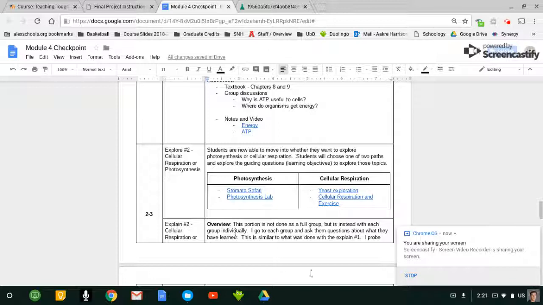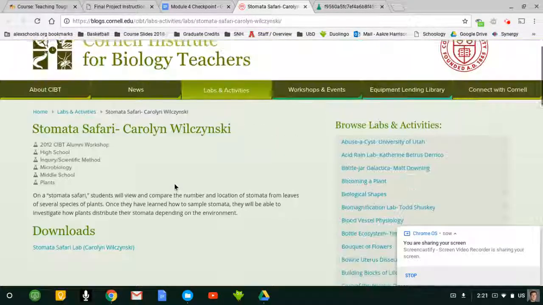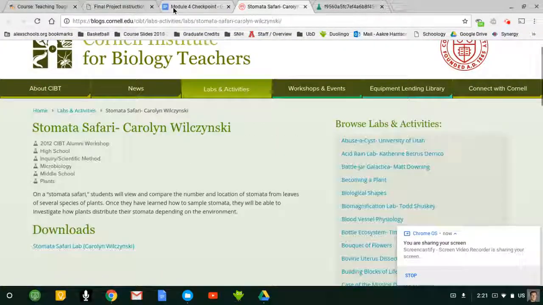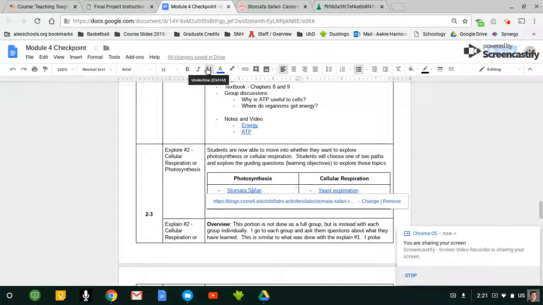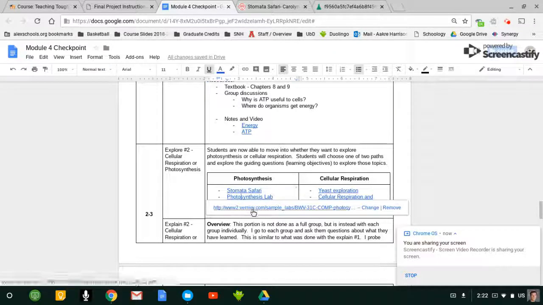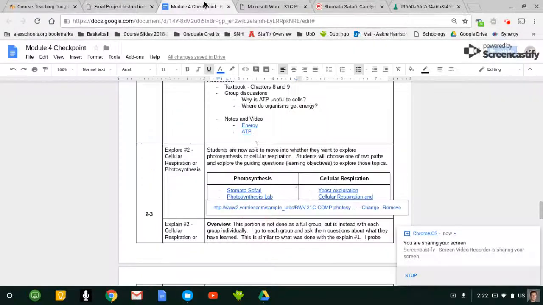And so if they're doing photosynthesis, they're going to be going through Stomata Safari. So we're going to be looking at the structure and function of leaves by looking at this activity, where they're actually looking at the stomata. So why do plants have stomata? And along with that, they do a 3D reconstruction of the plant cell. And then they do a Vernier photosynthesis lab. So again, here's that document right there.